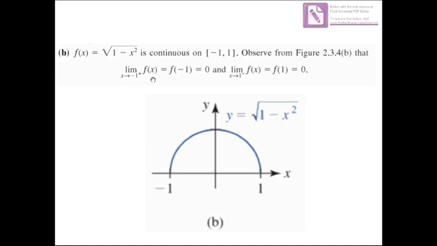So here we have the limit when x approaches -1 from the right. Here we have the graph approaching -1 from the right, the value of the limit is equal to 0. And f(-1) is equal to 0, so they are equal. Similarly, the limit of f when x approaches 1 from the left, the value of the function is equal to 0, and f(1) is equal to 0, so they are equal. We conclude this function is continuous in the closed interval -1 to 1.